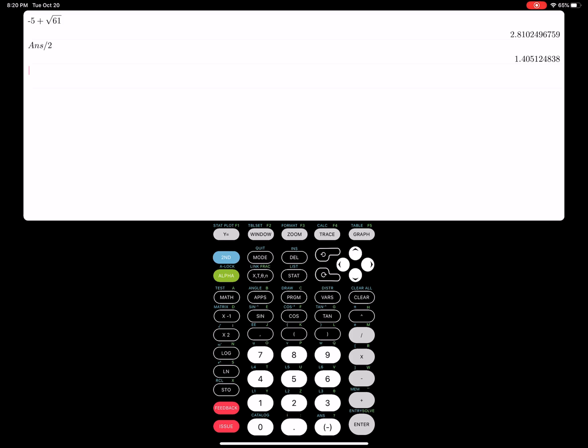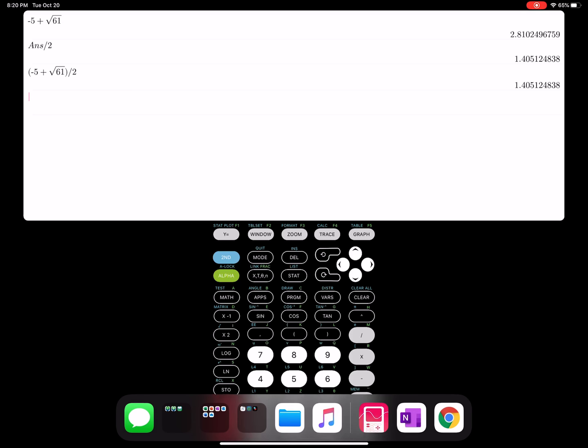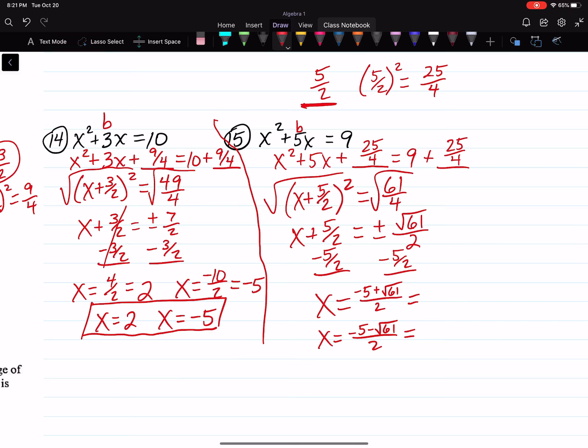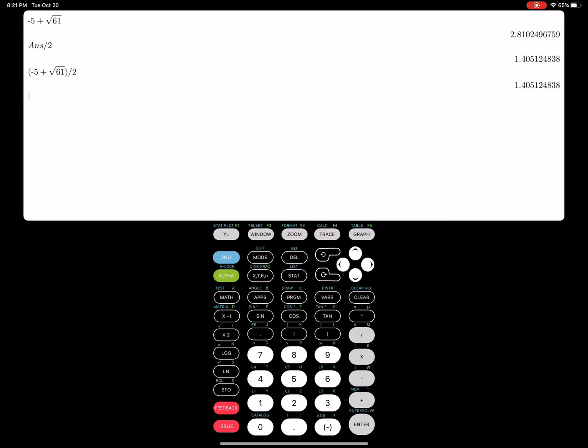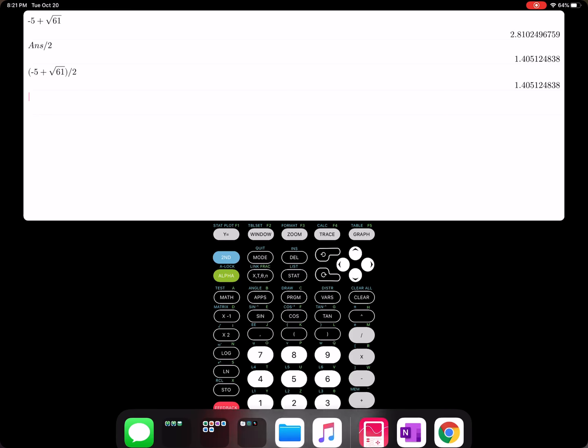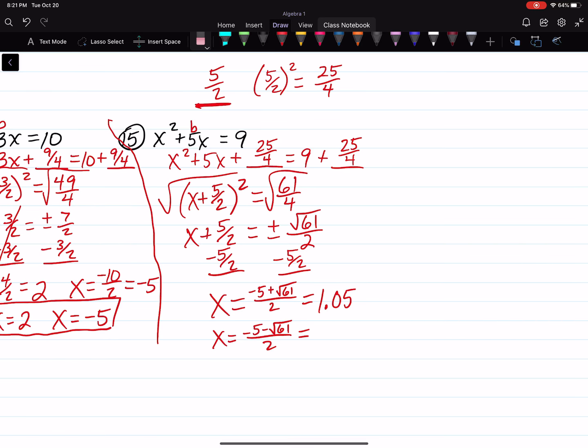Okay? Now, another way you could write it is using parentheses. Parentheses, negative 5 plus the square root of 61. Close your parentheses, divided by 2. That will give you the right answer as well. So, 1.405. I think it said to round our answers to the nearest hundredth. Let me double check that. Yes, 1.405, so it's 1.41 should be my answer. Had that way off. Okay, so 1.41.